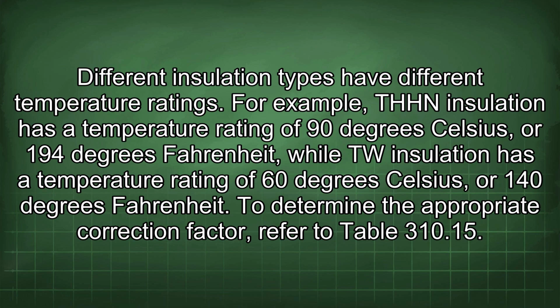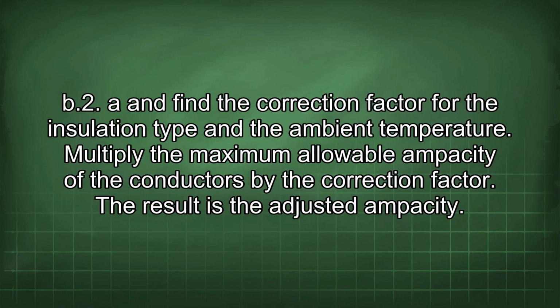To determine the appropriate correction factor, refer to Table 310.15(B)(2) and find the correction factor for the insulation type and the ambient temperature. Multiply the maximum allowable ampacity of the conductors by the correction factor. The result is the adjusted ampacity.